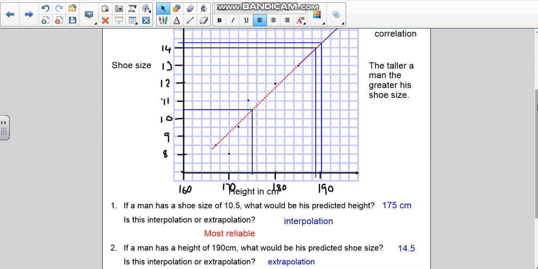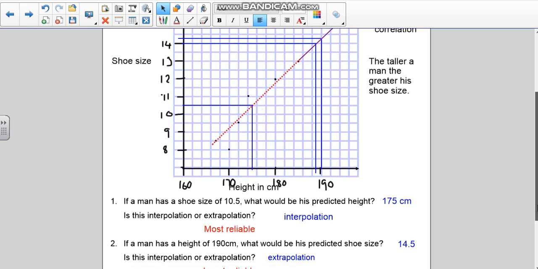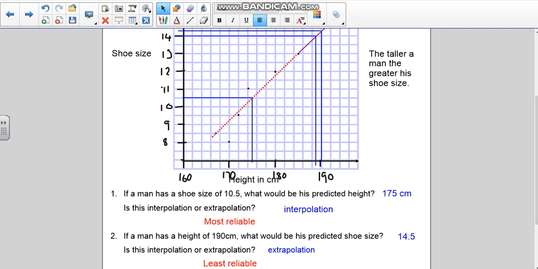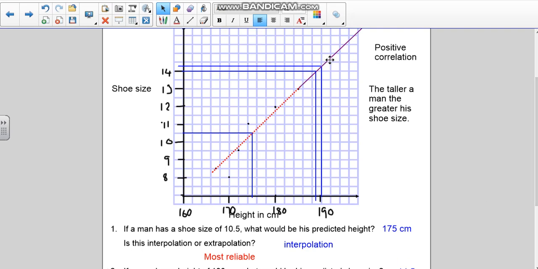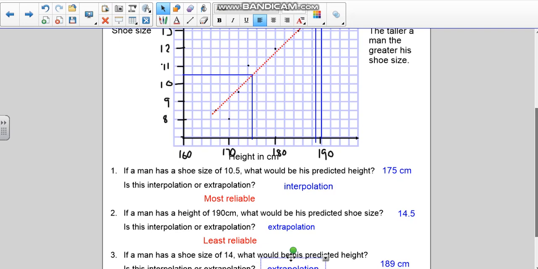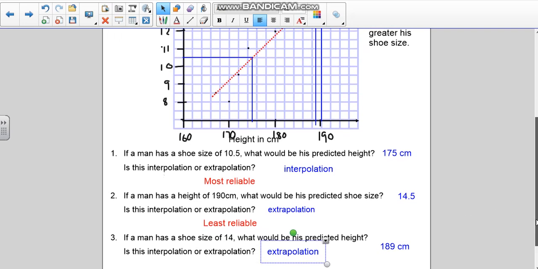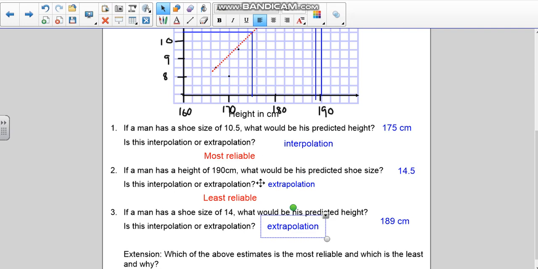So which is the most reliable, which is the least? If you've interpolated, that is always the most reliable because you're within your range. So the first one is definitely the most reliable. The least reliable is the one that's the furthest along that extended line. This one here of 190 is further away from the data than this one when we were looking at a shoe size of 14. So the least reliable one is number 2, and number 3 is sort of between the two. It's still not reliable, but it's better than number 2.